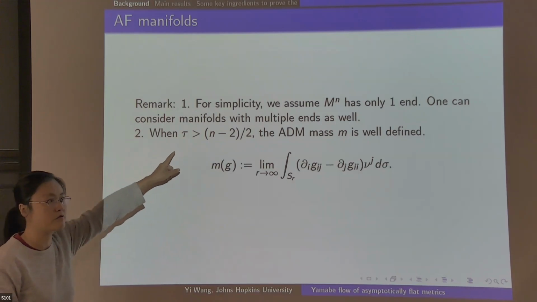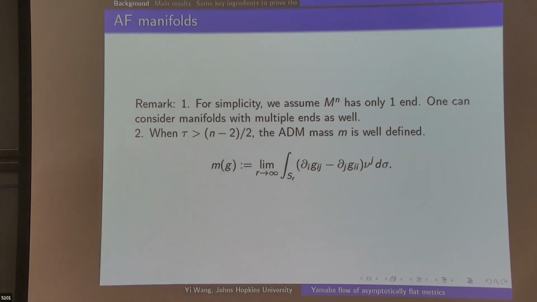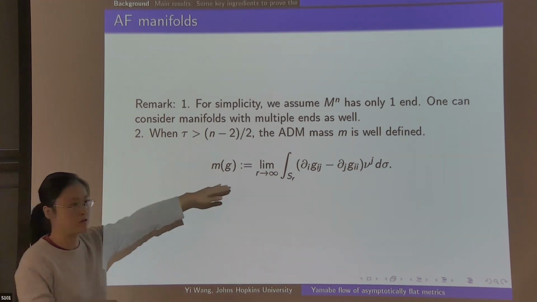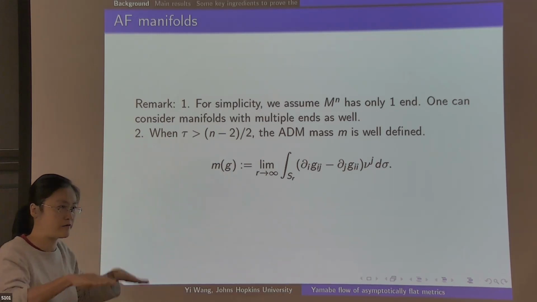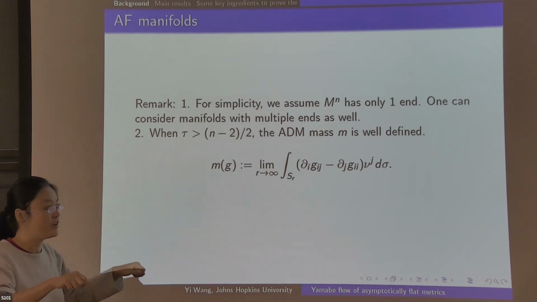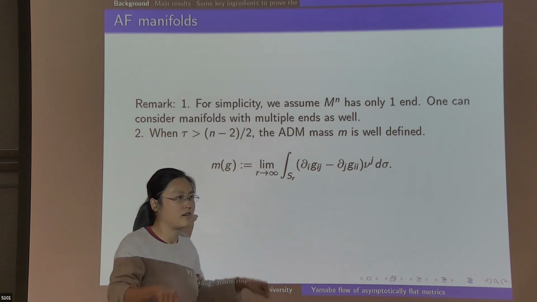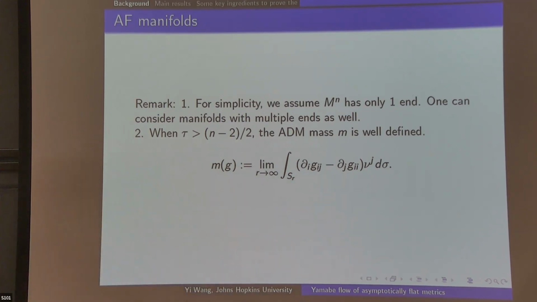Yes, n-2, because if tau is too big, one can actually show that this is identically equal to 0. In other words, if you have too much decay at infinity, those derivatives are pushed too low, and when you take the integration, it vanishes.